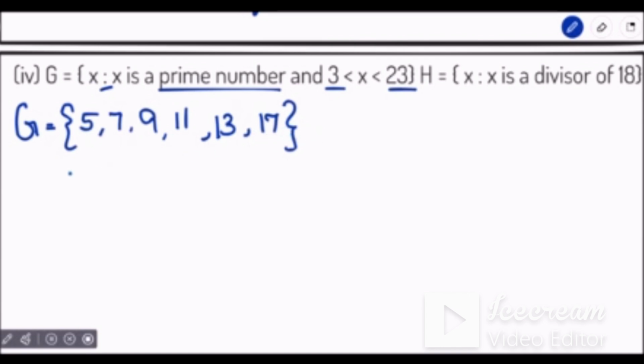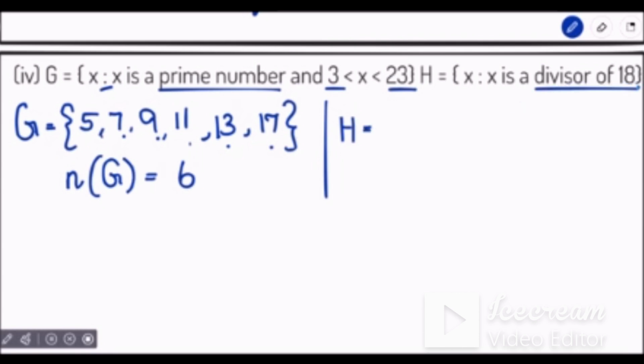So now n of G, the number of elements in G, is equal to 1, 2, 3, 4, 5, 6. So n of G is equal to 6. Let's move on to H. The set H is defined as x is a divisor of 18. Divisor means a number which exactly divides 18.